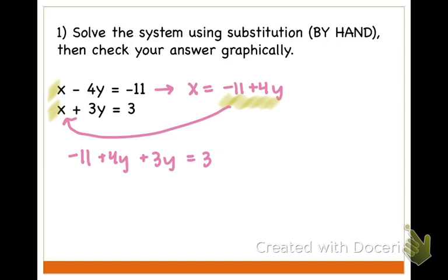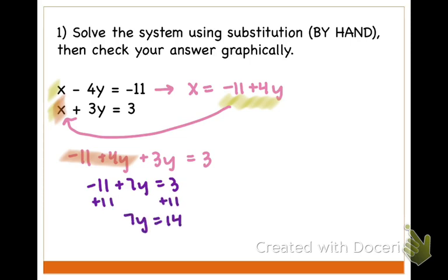So this x that we have here has now been replaced with this entire expression. But I now have an entire equation with just y's, and I can solve that just like we've been doing for a really long time. We got negative 11 plus 7y equals 3. Add 11, we get 7y equals 14, so y equals 2.